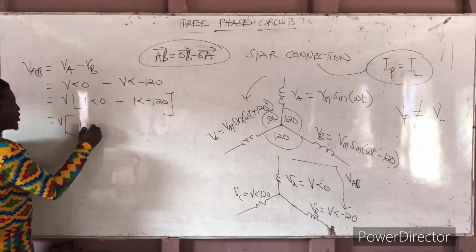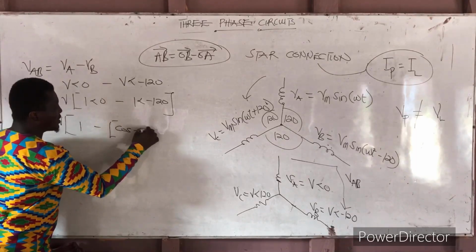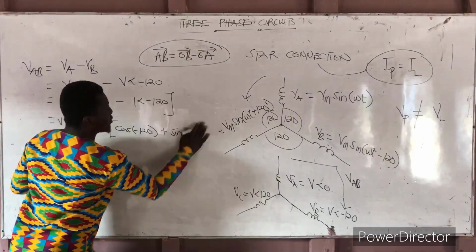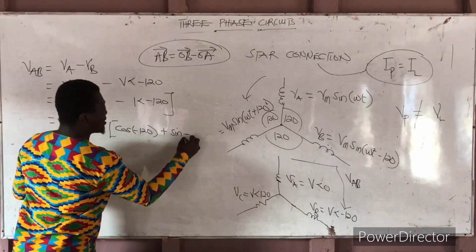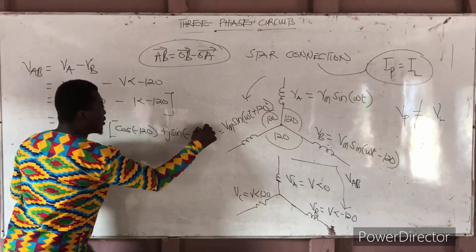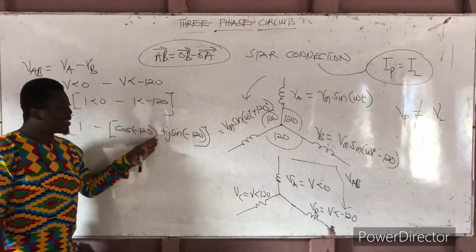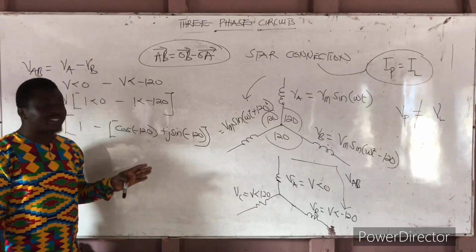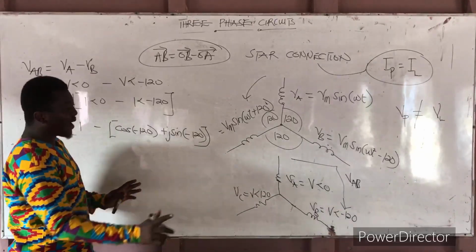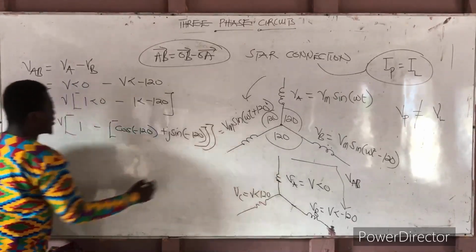But this one is going to give us minus bracket cos of minus 120 plus sine of minus 120, but the sine has a J. Why J? In complex maths or in algebra, they told you that the imaginary is I. But when you come to electricity, I stands for current. So we use J to represent the imaginary. So with that in mind, now let's continue.